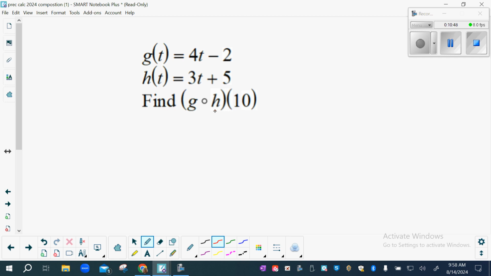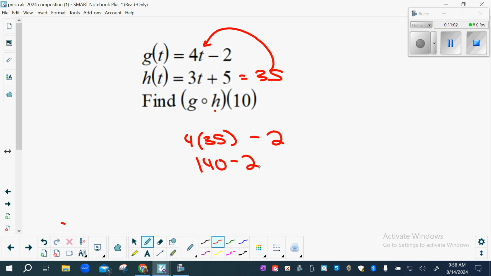So here's what I'm going to do. You get 30, you got 35 for this, yeah? Now we're going to plug it in right here. So 4 times 35 minus 2. So that's 140. Take away 2, 138. I heard an O back there. Are we good? Everyone feeling it?